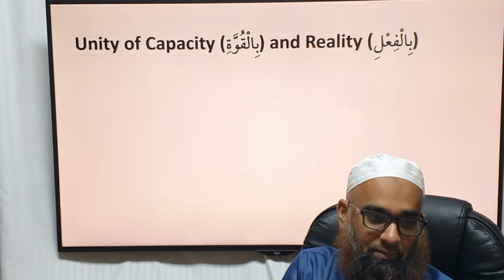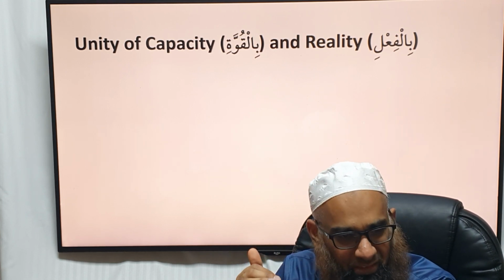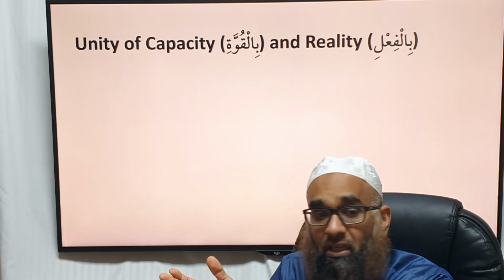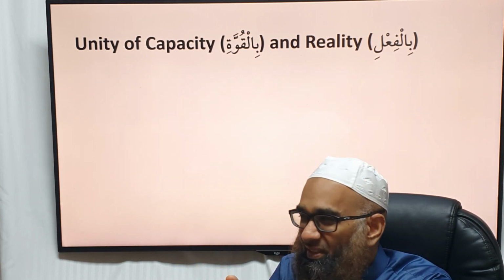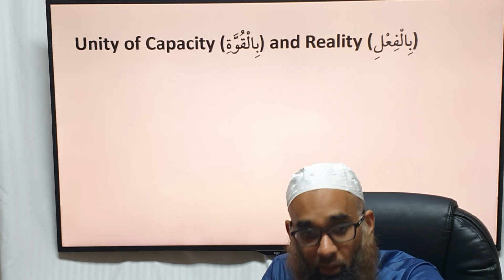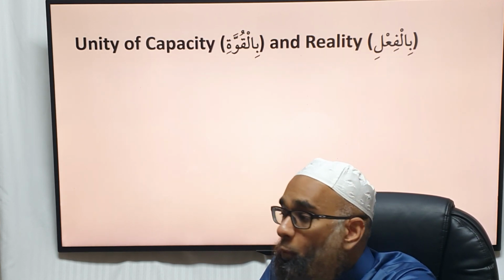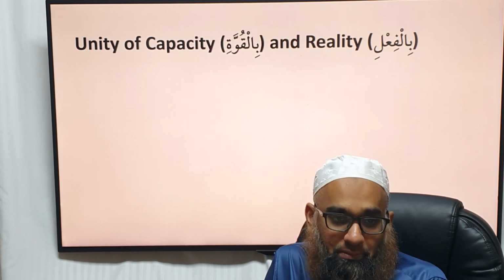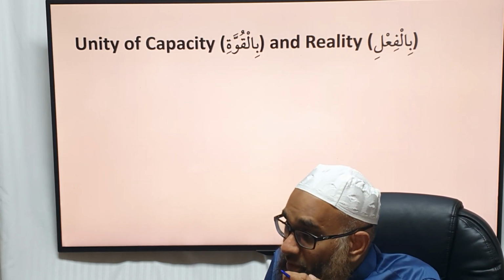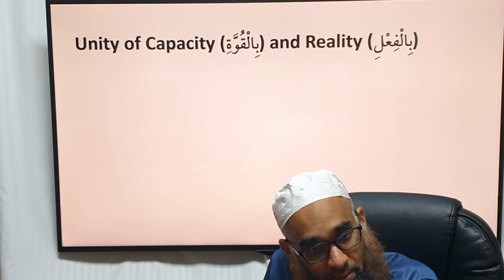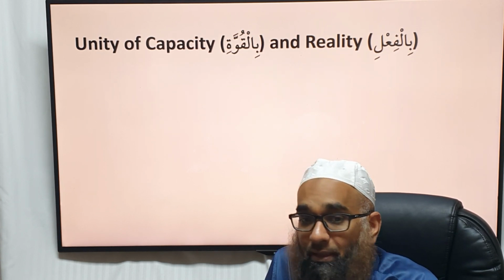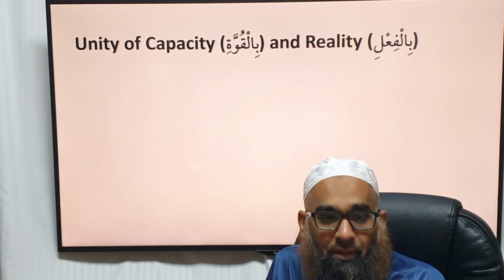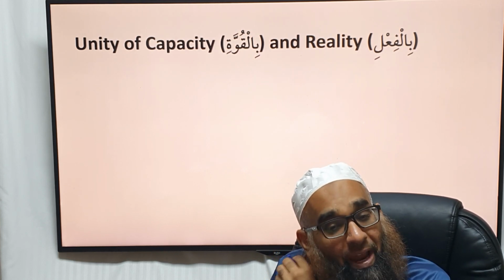Bil quwwa and bil fa'il. Because these are subject, the time, zaman, place, makan, you don't have to call it mawdu and mahmud. Now here, bil quwwa and bil fa'il. What does bil quwwa mean? Capacity. That they have not reached that status yet. Bil quwwa means it has a capacity to become that thing. And bil fa'il means it actually is right now.